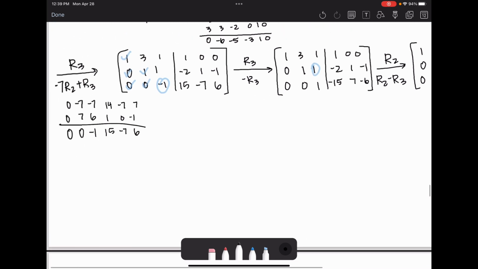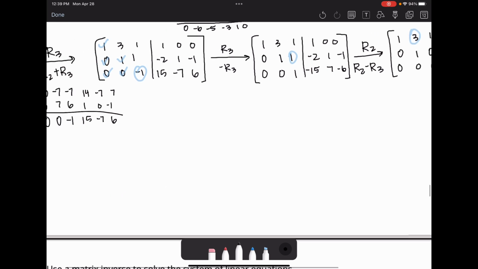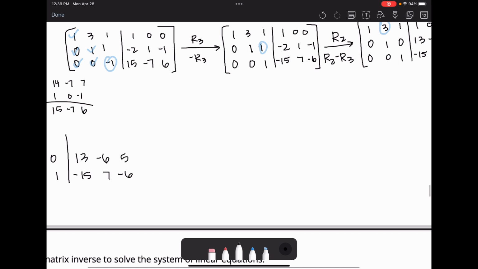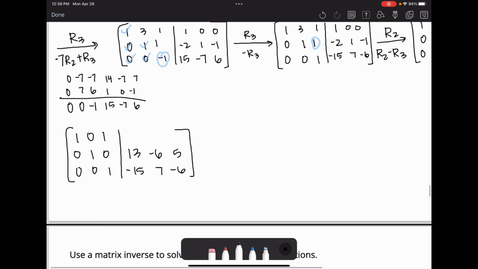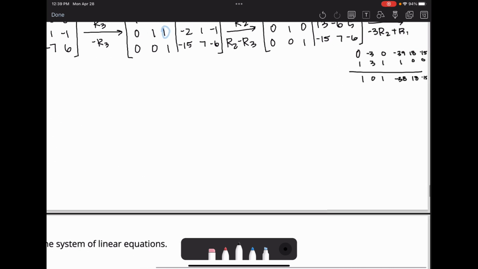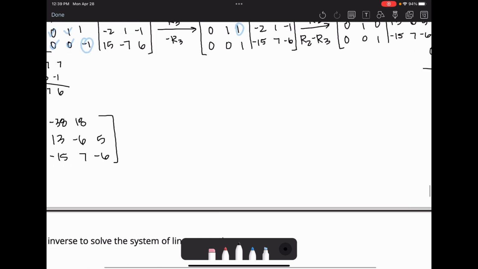So now I have to go back and forth. 0, 0, 1, I know is along the bottom, and that's -15, 7, -6. And then I know this is 0, 1, 0, and that's where it's supposed to be. And that's 13, -6, 5. So now all I need to do is copy in the top row, which is 1, 0, 1, -38, 18, and -15.